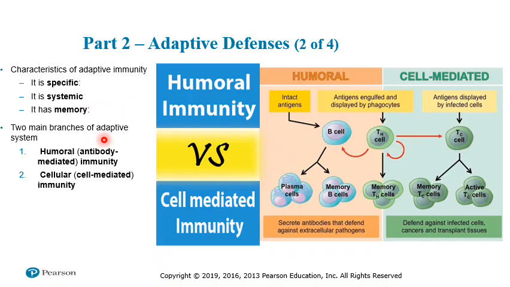And there are two main branches of this adaptive defense. The first one is what you call the humoral or antibody mediated immunity. And the second one is your cellular or cell mediated immunity. Humoral. Humor means blood. And so the humoral immunity produces something that is going to be released in the bloodstream. And this is the antibody mediated immunity.